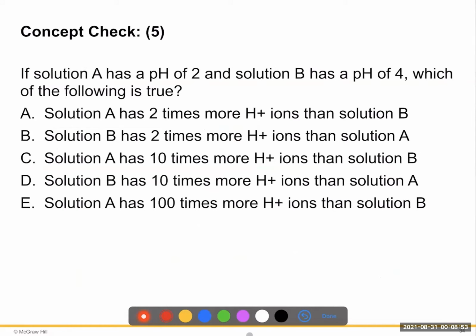So if solution A has a pH equal to 2 and solution B has a pH equal to 4, which statement is true? A, solution A has 2 times more hydrogen ions than solution B. B, solution B has 2 times more H plus ions than solution A. C, solution A has 10 times more H plus ions than solution B. D, solution B has 10 times more H plus ions than solution A. Or E, solution A has 100 times more H plus than solution B. Which one would it be?